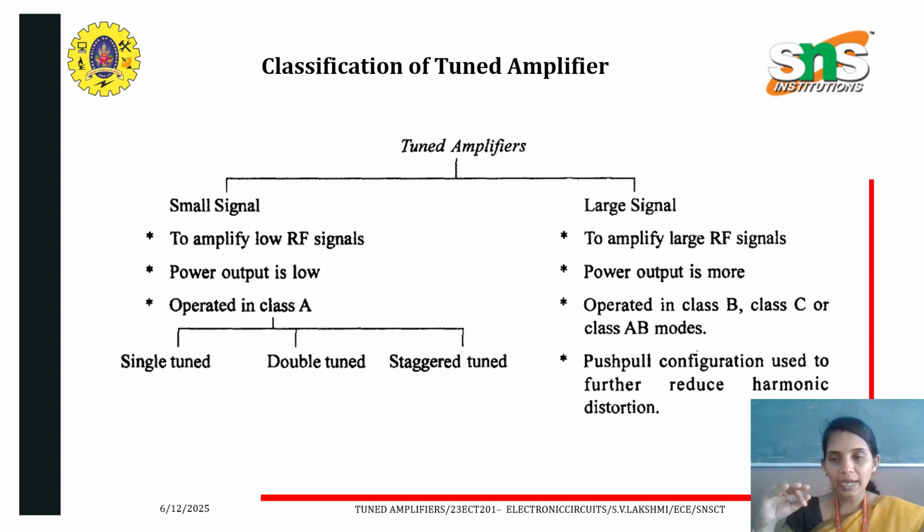There are three major categories: single tuned, double tuned, and stagger tuned. The large signal amplifier is mainly used to amplify large RF signals, and here the output power is more, and this can be operated in class B, C, and AB modes. Push-pull configuration is also used to further reduce the harmonic distortion. So the types of large signal amplifiers are class B, class C, AB, and push-pull, whereas the small signal ones are single tuned, double tuned, and stagger tuned, all operated under class A.